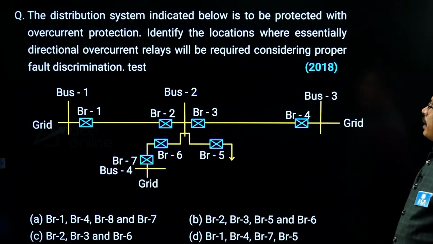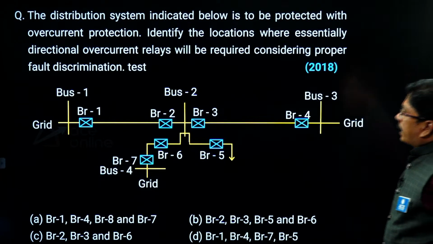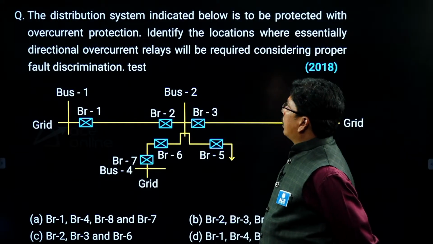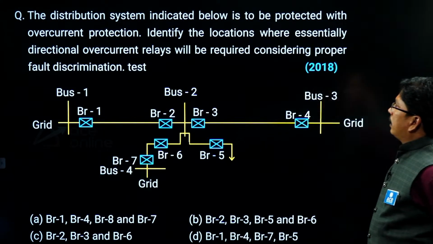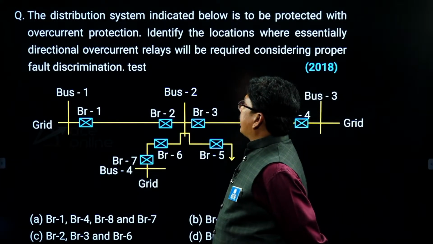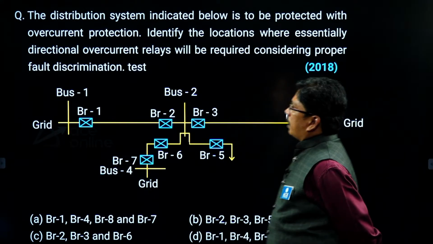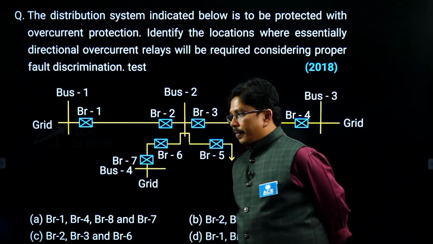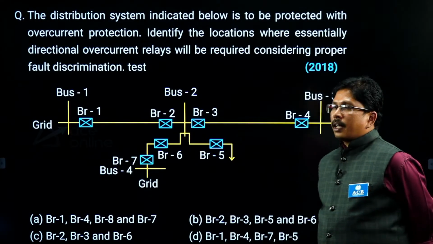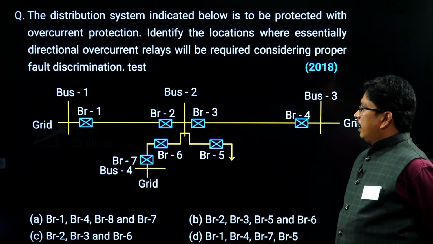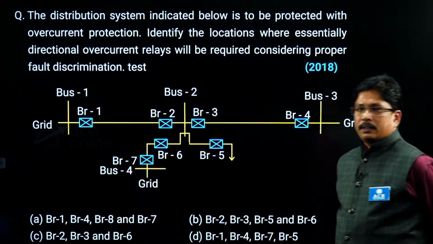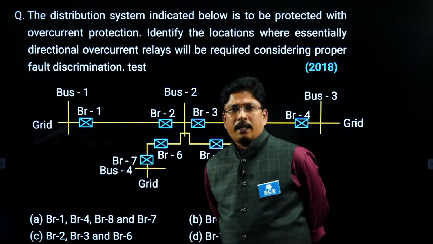The distribution system indicated below is to be protected with overcurrent protection. Identify the locations where essentially directional overcurrent relays will be required, considering proper fault discrimination. See here, where current reversal is possible, where current reversal is not possible. Based on that one, try to give me the answer, students.